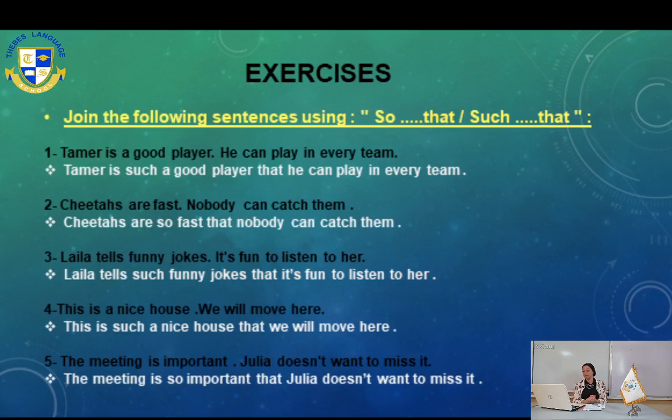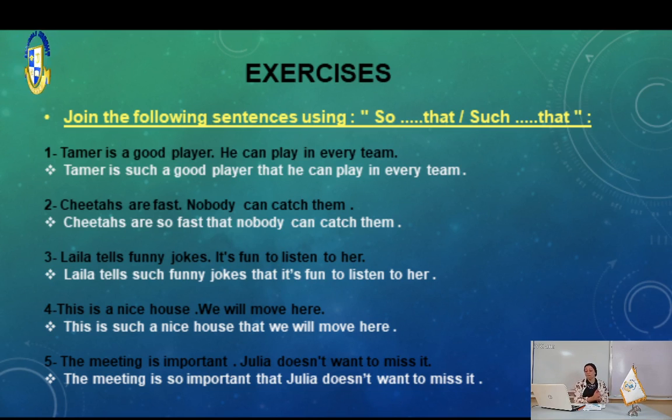Join the following sentences using so that or such that. Let's start with question number 1. Tamer is a good player. He can play in every team. A good player. I want you please to underline a good player and write, good is an adjective, player here is a noun. So which one are we going to use? Very good, such. So Tamer is such a good player that he can play in every team.